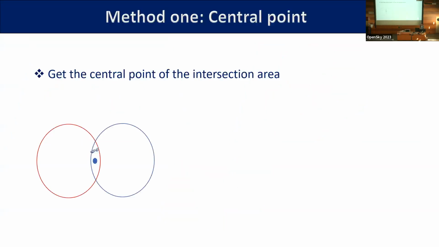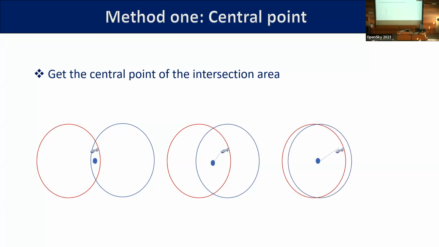So we tried two methods at the beginning. The first method is to get the central point inside the intersection area. But the problem with this method is that if the intersection area is very large, this does not make sense, right? If you are predicting the central point inside this intersection area, and the two sensors are located beside each other, this means we are just taking only the central point of the same sensor, because they are located near each other.